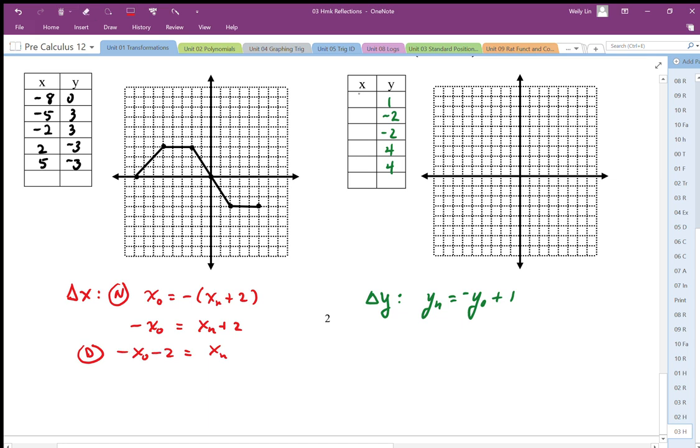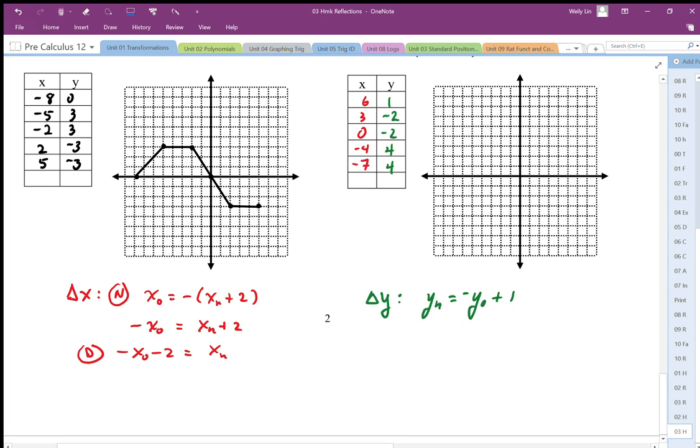So I'm going to flip that to positive 8, subtract 2, flip that to positive 5, subtract 2. So it's going to be positive 6 here. So positive 5 subtract 2 is 3, positive 2 subtract 2, negative 2 subtract 2, negative 5 subtract 2. So those all represent my new coordinates.